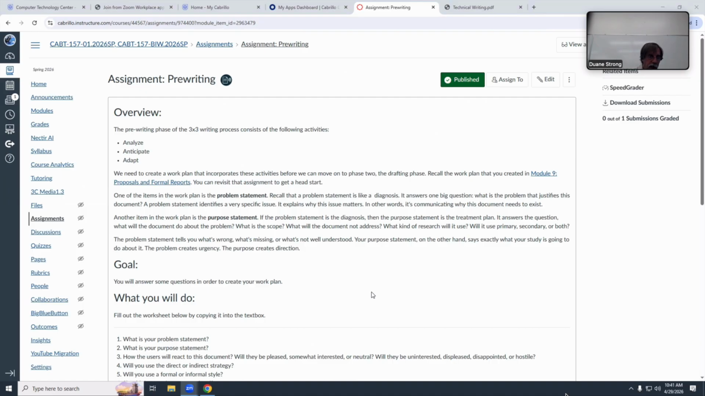And in there, we did the problem and the purpose statements. Here I'm reiterating what I already mentioned about them. The problem statement tells you the diagnosis. What's wrong? What's the problem here? What's missing? Why am I writing this document? And then the purpose statement is, okay, given that problem, what am I going to do about it? What's the treatment plan? What am I going to address? What am I going to not address? What's my scope? What kind of research am I using? So yes, the problem statement says what's wrong. Purpose statement says what you're going to do about it.